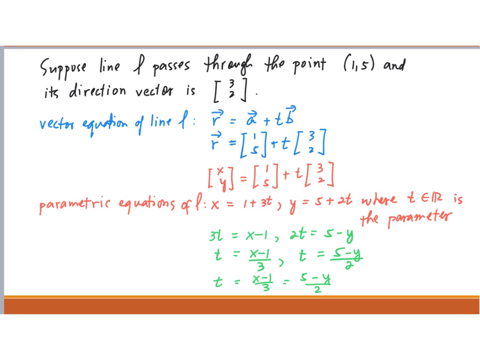And this new format is called the Cartesian equation of L. And this is convenient to use when you're looking for t.